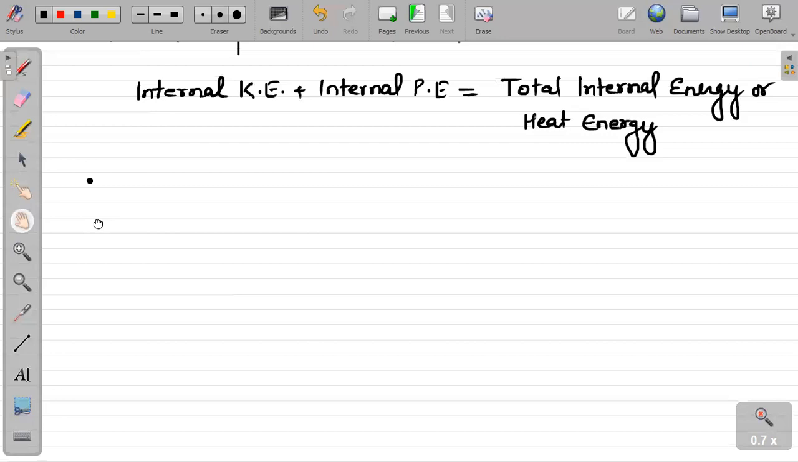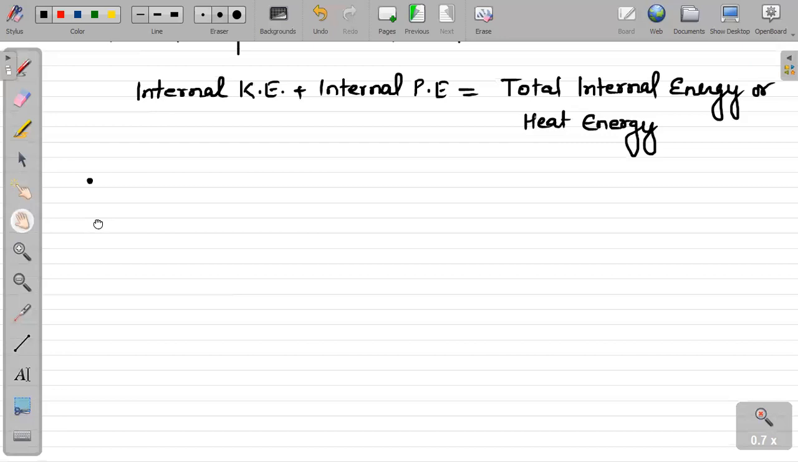Effect of heat. Heat produces mainly the following three effects: change in temperature of the body, change in state of the body, change in size of the body. So heat has three effects on any body. It is going to change the temperature, it can change the state of the body, it can change the size of the body. Is that okay?